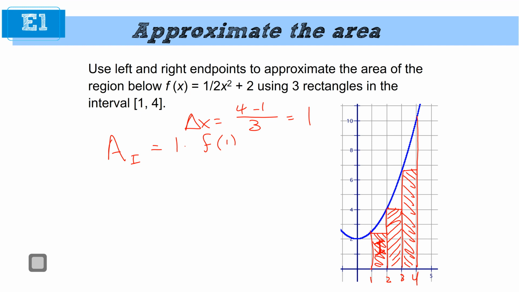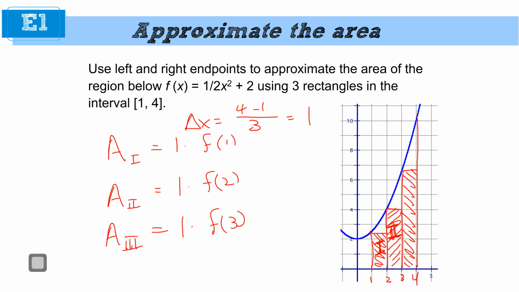Let me list all of them. What's the area of rectangle 2? How wide is it? 1. How tall is it? f of 2. And then area 3, 1 times, hopefully you see that it's f of 3. And notice we're not using f of 4 here.